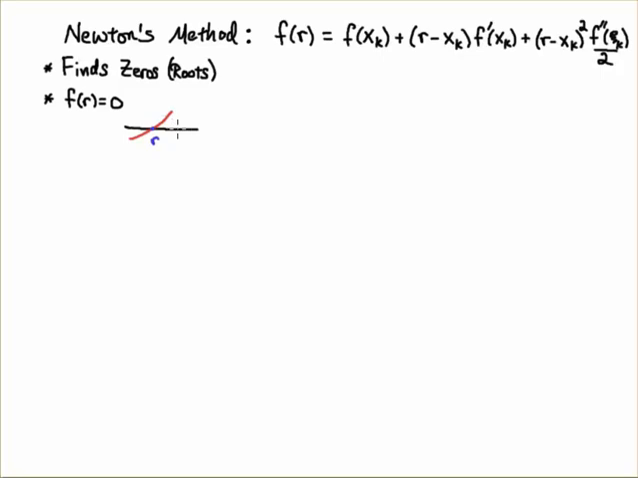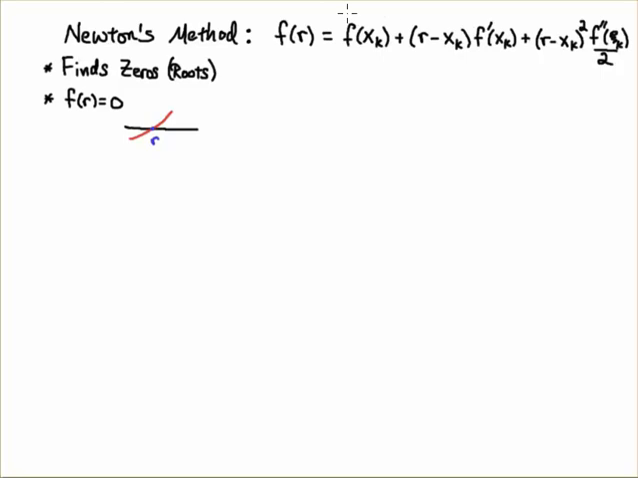All right, so let's see, what is this going to look like? Let's do a Taylor series expansion. We're going to have f of the root is equal to, okay, now we're going to expand about this iterate x sub k. So if we do that with this Taylor series, we'll have f of x sub k plus r minus x sub k times f prime, plus the second order term here.